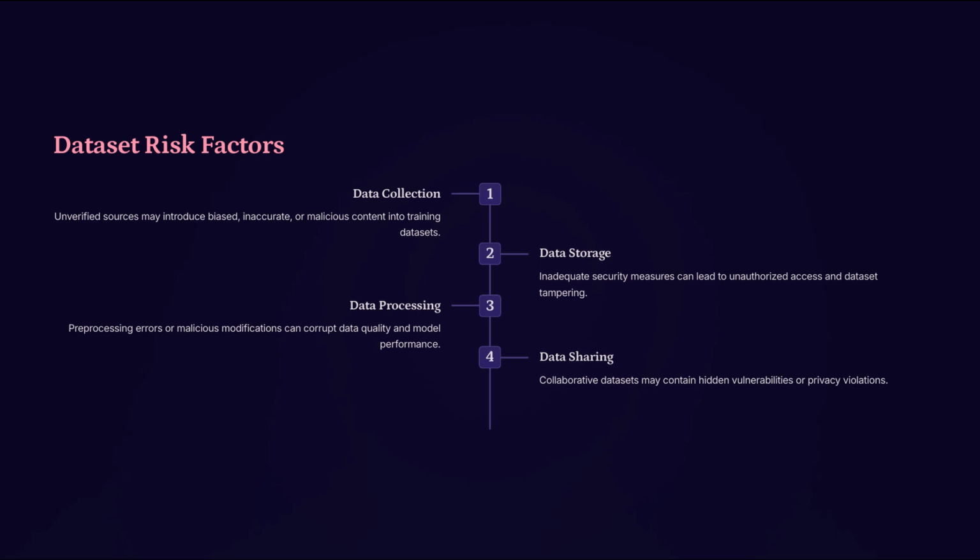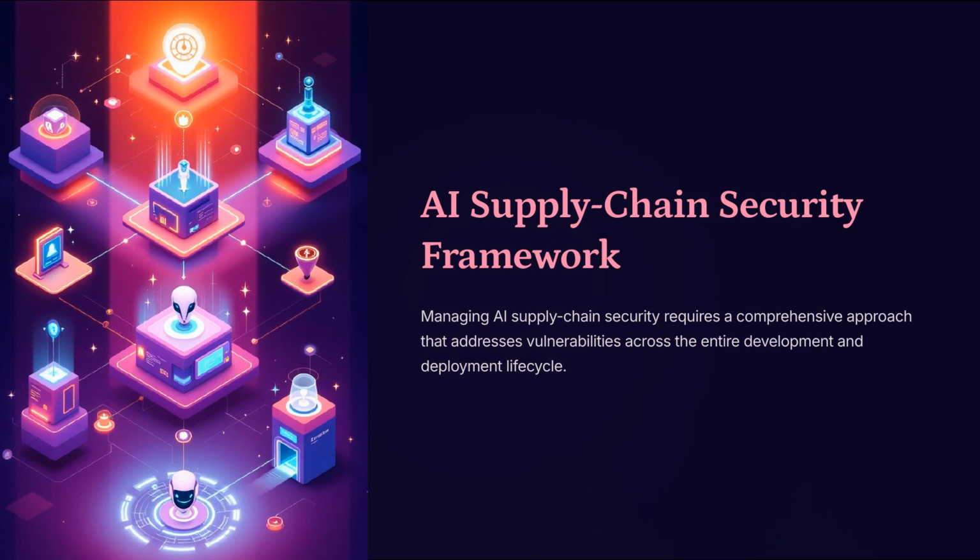Let's explore that next. As we transition from discussing the risks associated with unverified data sources, let's shift our focus to a crucial aspect of ensuring the integrity of AI systems: supply chain security. Managing AI supply chain security requires a comprehensive approach that addresses vulnerabilities throughout the entire development and deployment lifecycle. This means looking beyond just the immediate technology and considering the broader ecosystem, including the various players, processes, and tools involved in creating AI solutions.